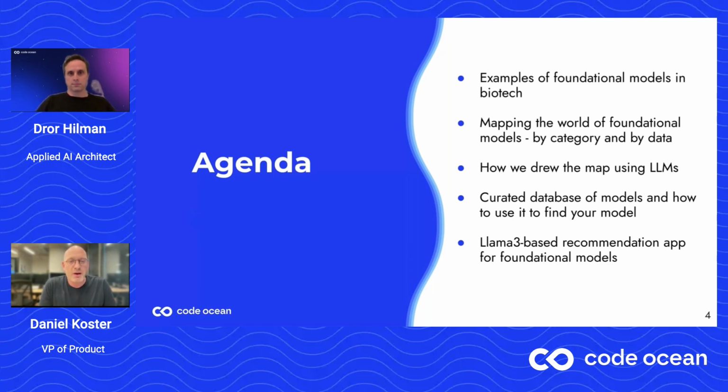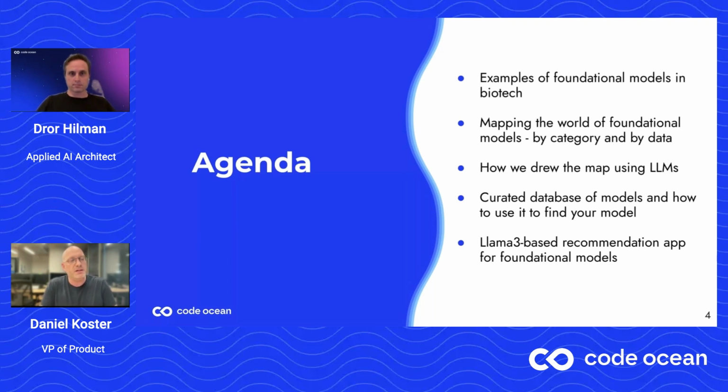We'll show you how we drew this map. We actually created this map using a foundational model, so it's fair to say that we are organizing foundational models using foundational models. And then we'll show you the curated database we use as a basis for that, how to use it to find your model, and then as sort of icing on the cake, we're going to show you a Llama 3 locally running LLM that is the basis for a recommendation app that runs in a Streamlit implementation.